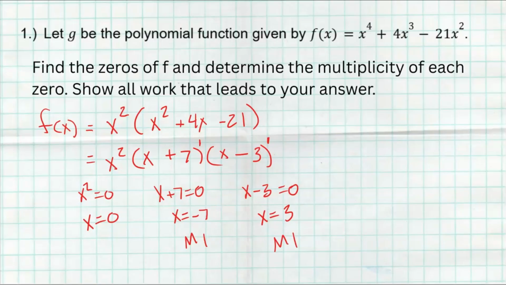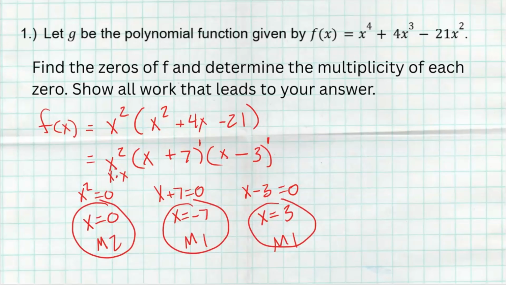There's only one x plus 7 factor, there's only one x minus 3 factor. But the x squared, there are 2 of them, right? I can actually break apart that x squared and write that as x times x. So that does have a multiplicity of 2. So our 3 zeros are 0, negative 7, and 3, and we're identifying the multiplicities as 2 for the 0, 1 for the negative 7, and the positive 3.